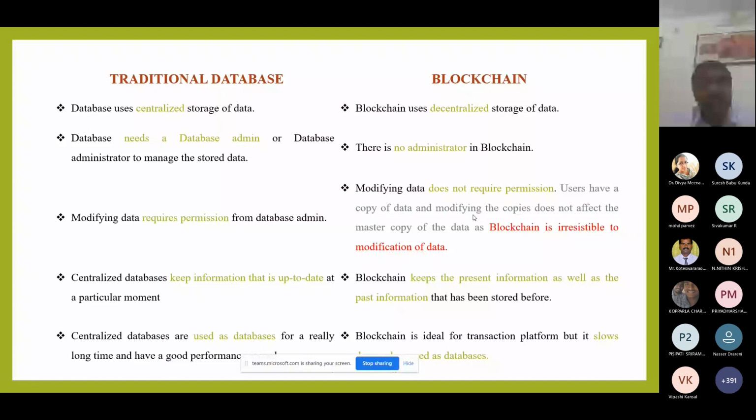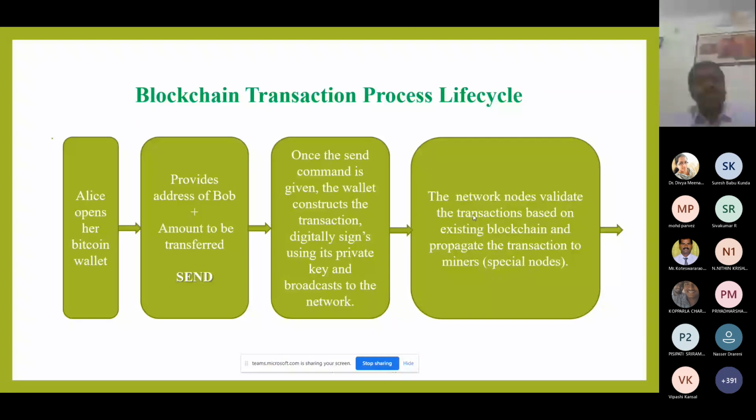Moving on to the blockchain transaction process lifecycle. I'll take an example of Bitcoin. How is a Bitcoin amount credited from one account to another? How do we send Bitcoins from one account to another? We'll see this stepwise. First, suppose Alice wants to send some amount to Bob. In step one, Alice will open her Bitcoin wallet. First of all, she needs to open the wallet.